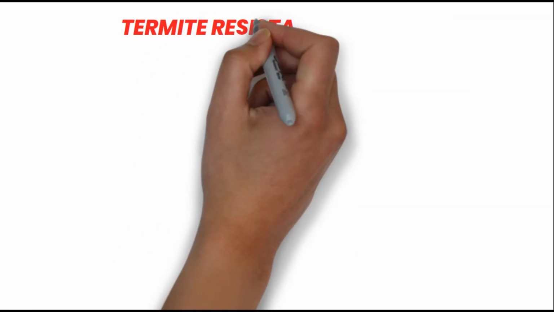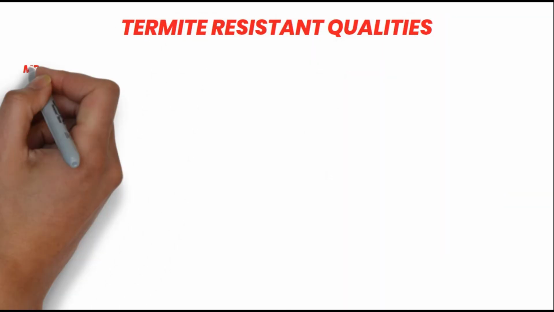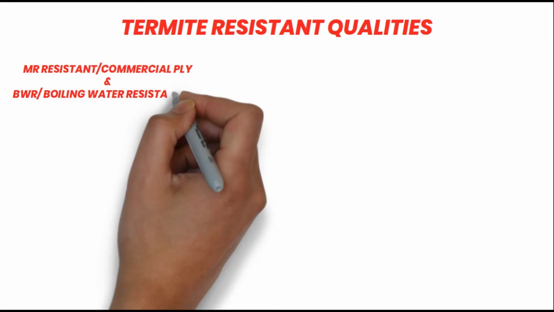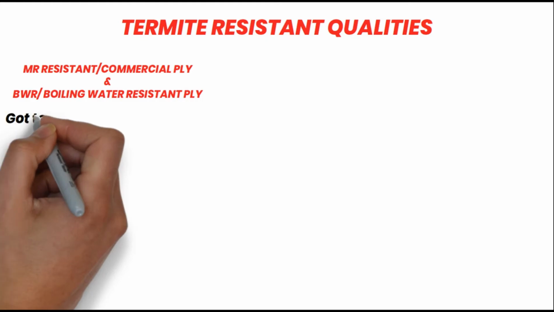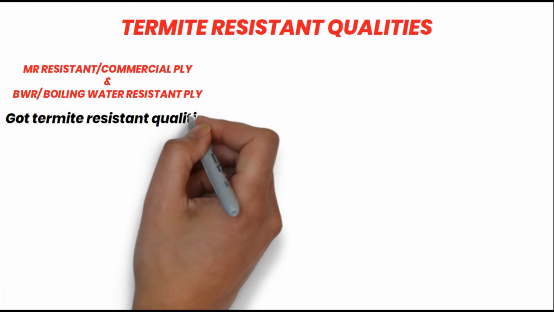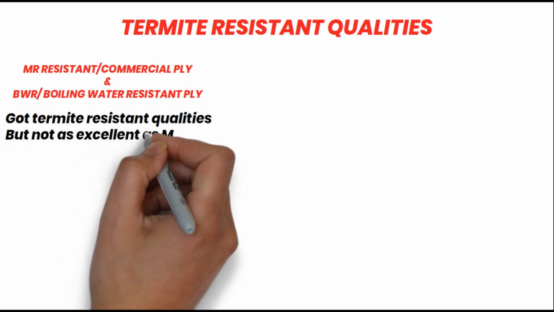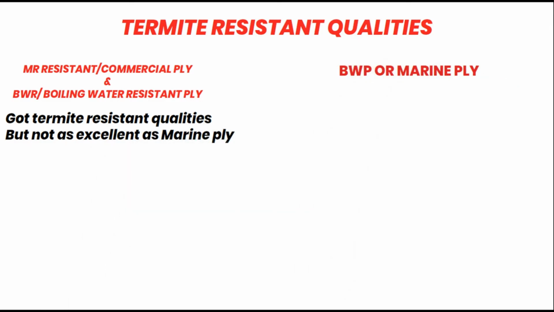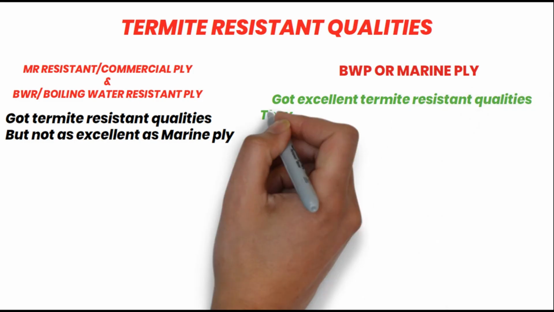Termite resistant qualities. The MR resistant ply, commercial ply or BWR ply both got good termite resistant qualities but it's not as excellent as marine ply. In the case of marine ply, it got excellent termite resistant qualities. This is because they are treated with special preservatives during the process of manufacturing.